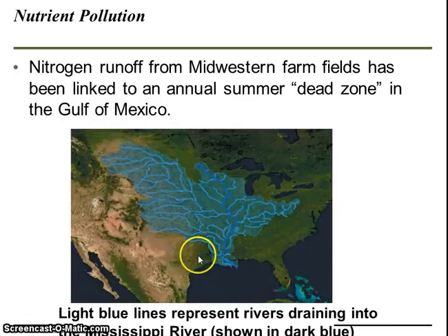Bigger picture, this is the Mississippi River. These are all the tributaries that lead into it. Lots of farmland all over. And so what happens is you have all these nutrients coming in, and so this water has very low oxygen. And when it finally goes into the Gulf of Mexico in the summer, when you've got lots of fertilizer in there, lots of growth occurring from the algae, you get what's called a dead zone.